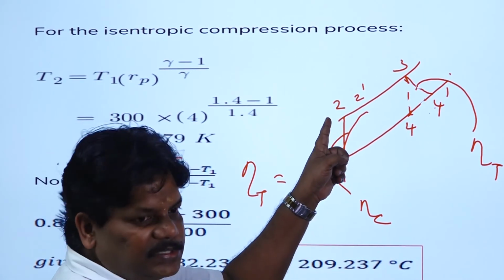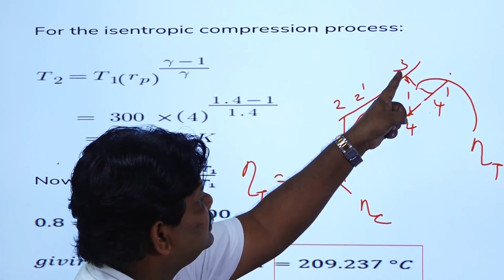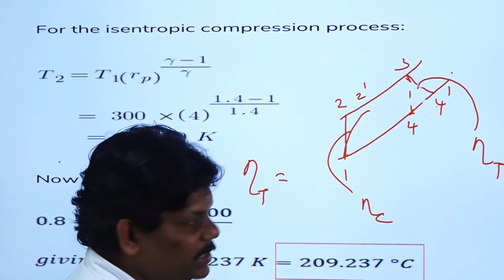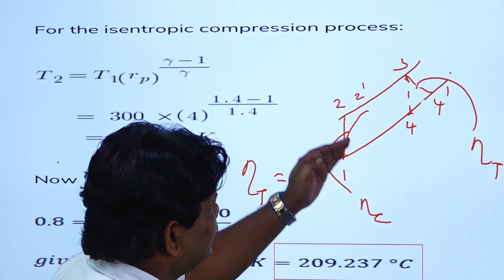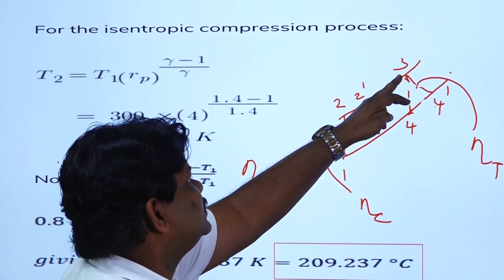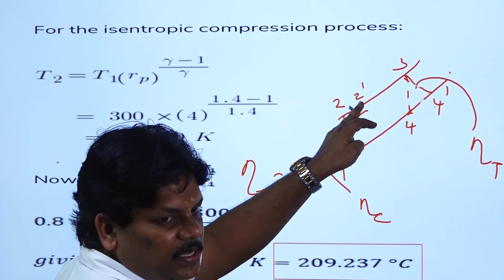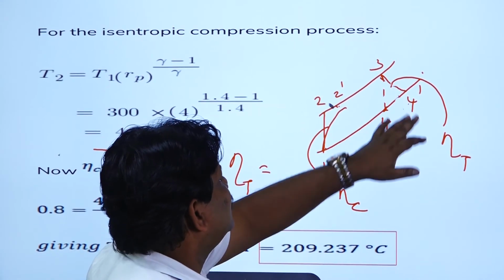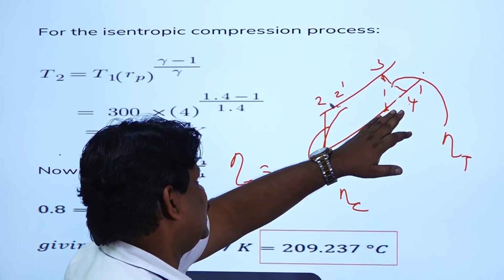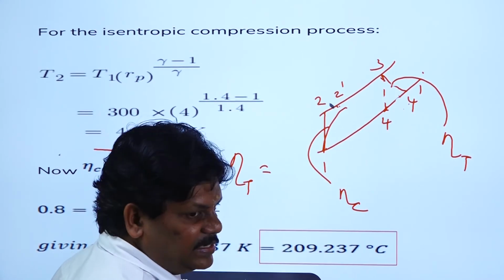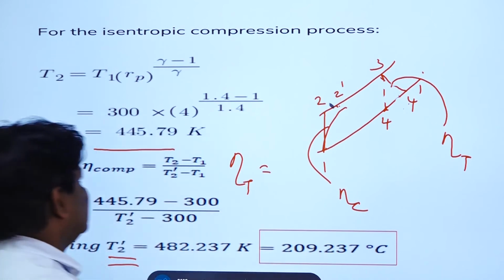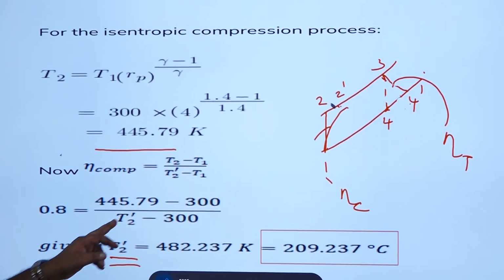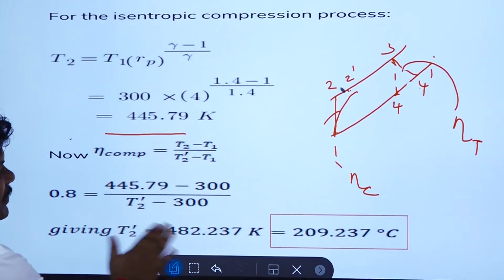If it is 1 to 2, the efficiency is 100%. If it is 3 to 4, the efficiency is 100%. The turbine works on 100% efficiency. But when you go for the actual values, it changes. The heat addition will be from 2 dash to 3 only, T3 minus T2 dash. Similarly, 4 to 1 is the heat rejection, and the heat rejection also changes in the actual cycle. So with 0.8, you substitute all this and you can get the value of T2 dash.